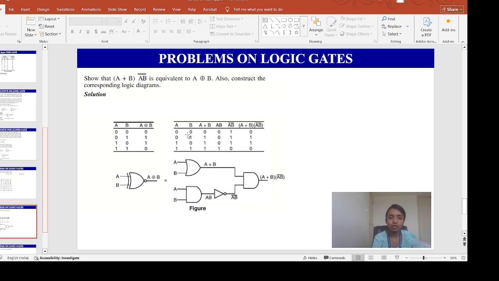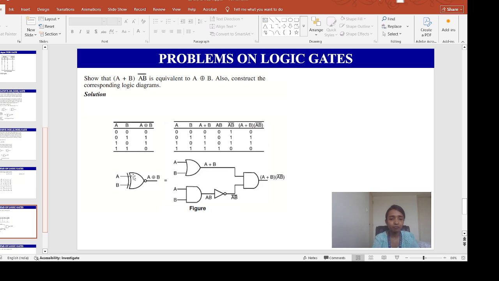A plus B will be 0 plus 0, 0 plus 1, 1 plus 0, 1 plus 1. Then AB we have to find out. That means we have to multiply A and B. Write it here. Then we have to find out the AB complement. If it is 0, it will be 1. If it is 0, it will be 1. If it is 1, it will be 0. Then we have to multiply A plus B into AB whole bar. This is coming as 0, 1, 1, 0, which is nothing but your XOR truth table. So we can prove this way that this expression is the same as A XOR B.